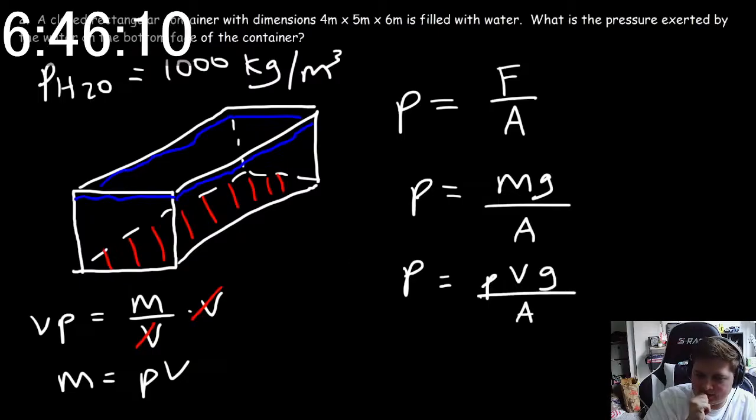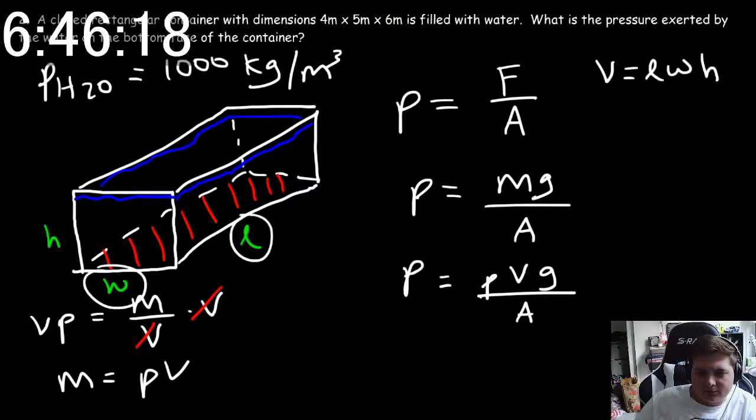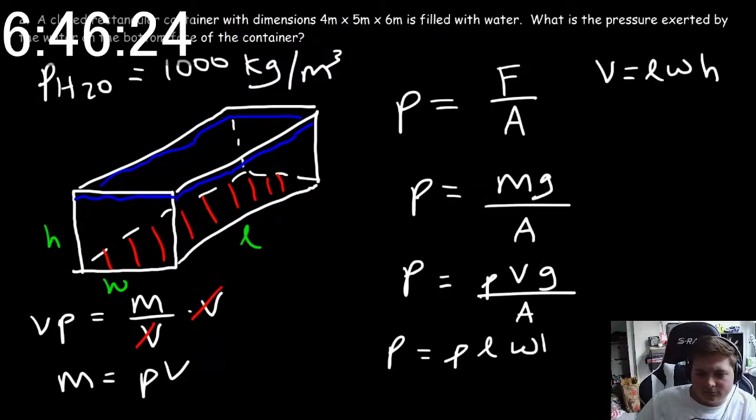Now, the volume of this rectangular prism is the length times the width times the height. So let me write that somewhere. Now, the length times the width will give us the area of the bottom surface. Or rather, I'm just going to replace volume with length times width times height. And the area of the bottom surface is just the length times the width. So we can cancel L and W.